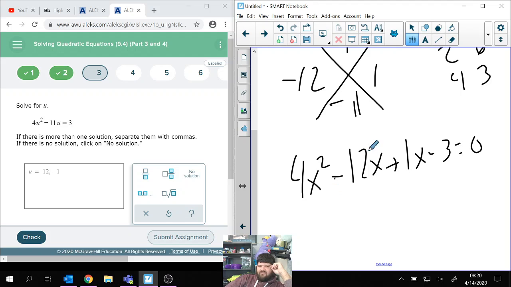So now we have, this is our new equation. This is equivalent to this. If you change the x's to u's, these two things are exactly the same. I just split the 11 up into 12 and 1. How do we know to do 12 and 1? Factor.